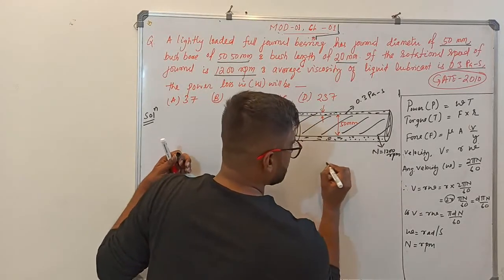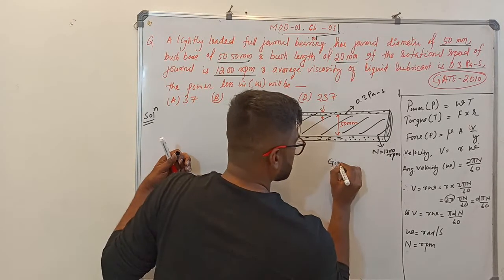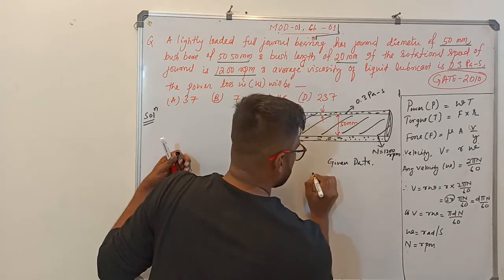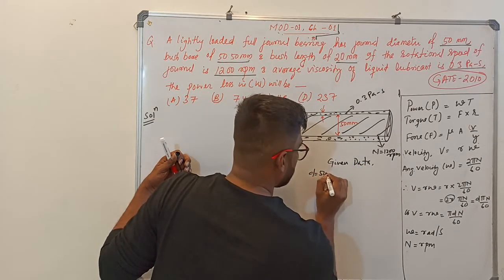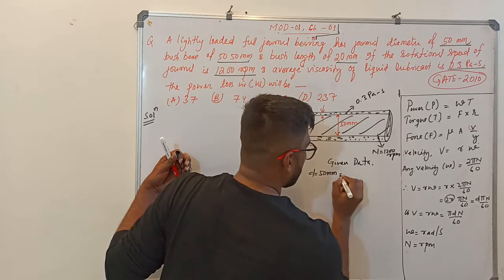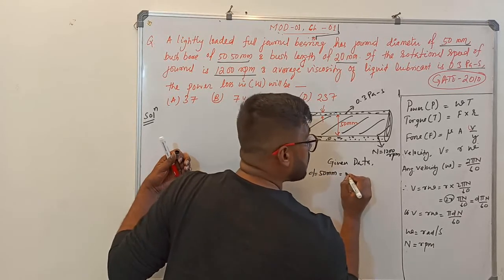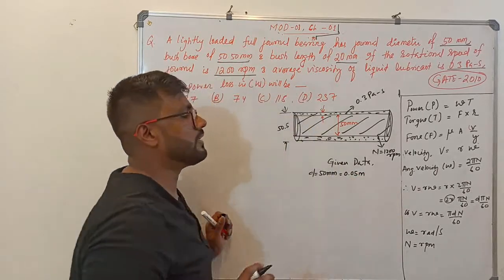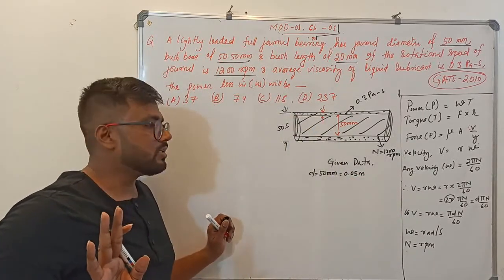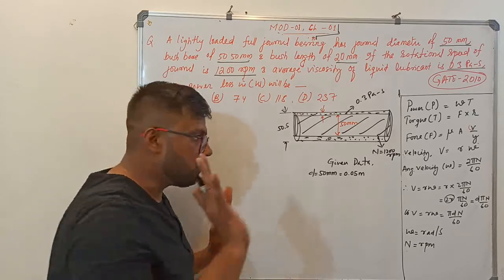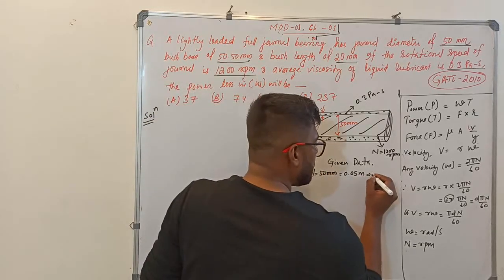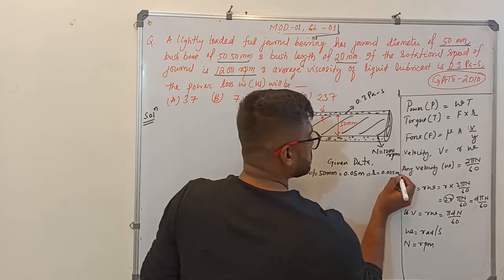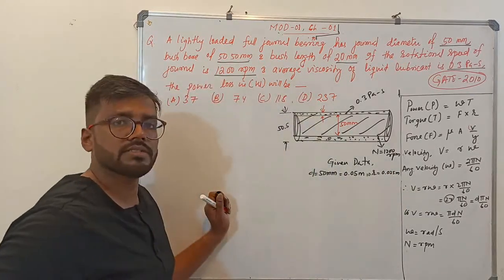So now we'll write the given data. The diameter d is given as 50 mm. Convert it to meter, since everything you have to write in terms of SI unit only. So the radius is half of the diameter, 0.025 meter.